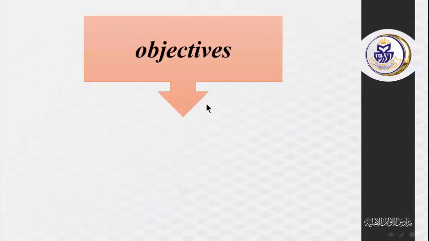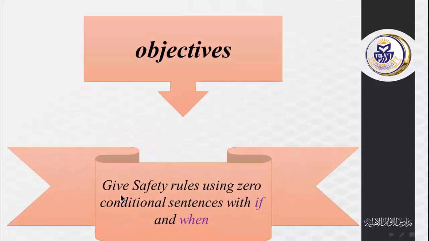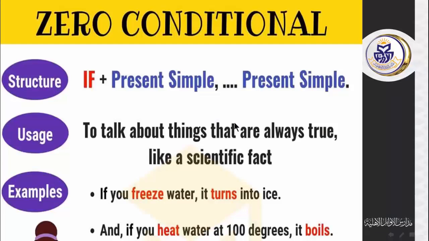Objectives. At the end of this lesson, students will be able to give safety rules using zero conditional sentences with if and when. Are you ready to begin our lesson? Nice, let's begin. Zero conditional structure.